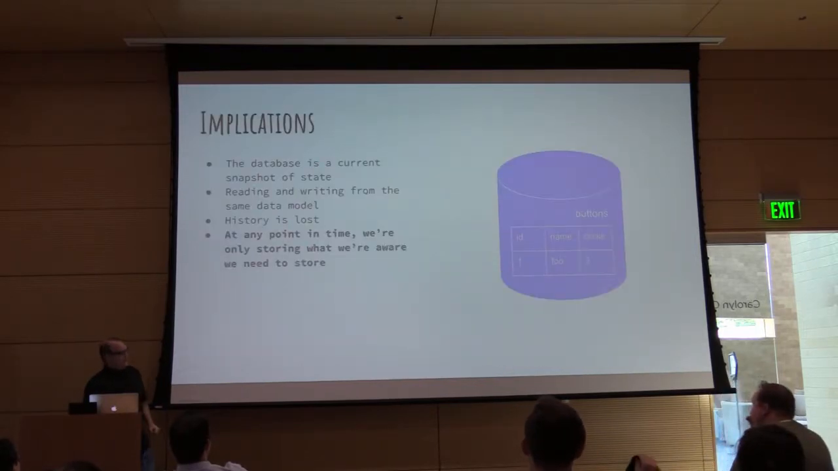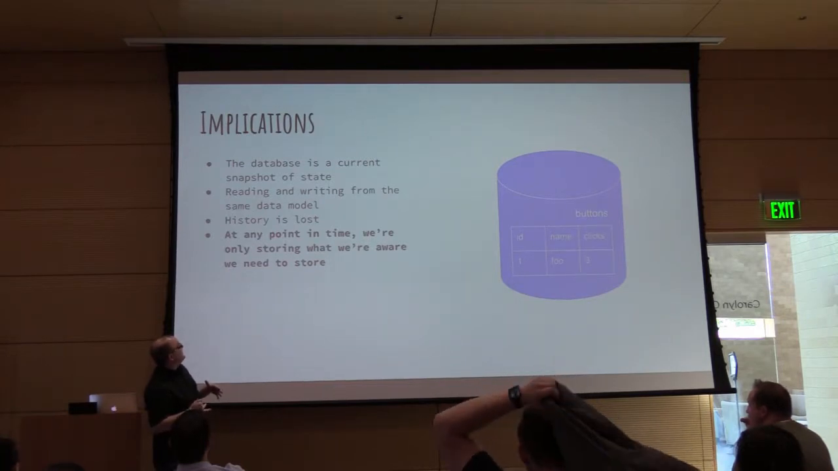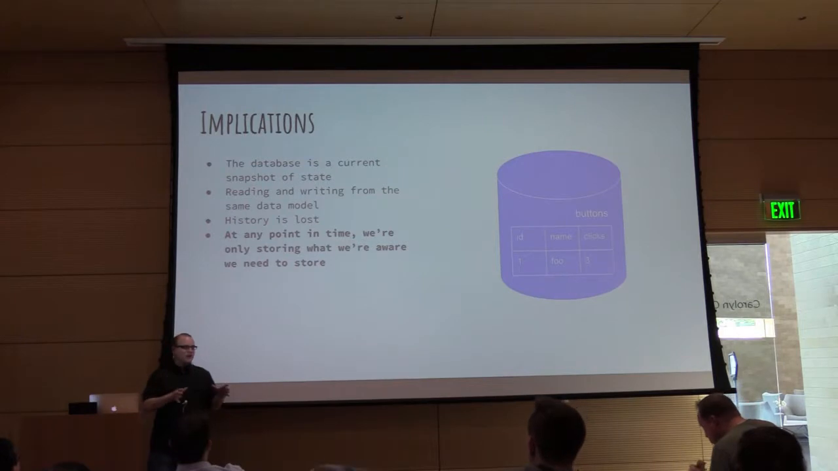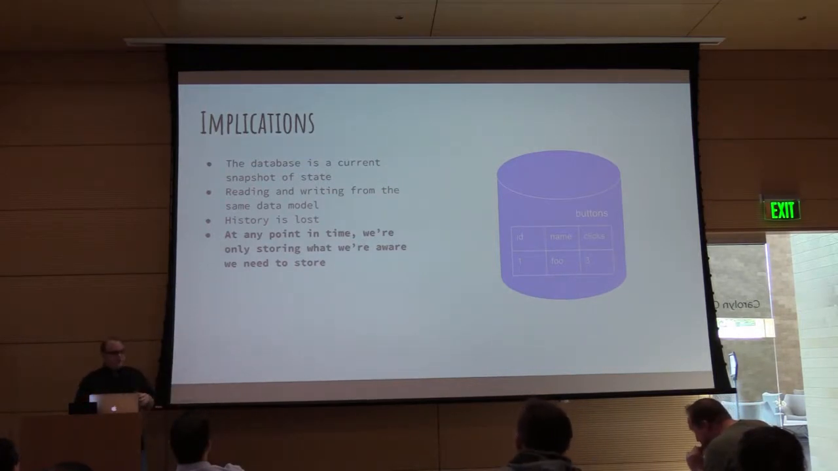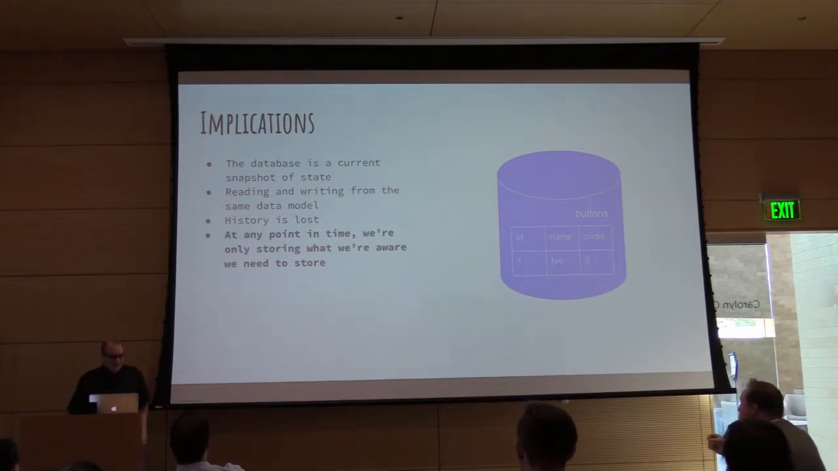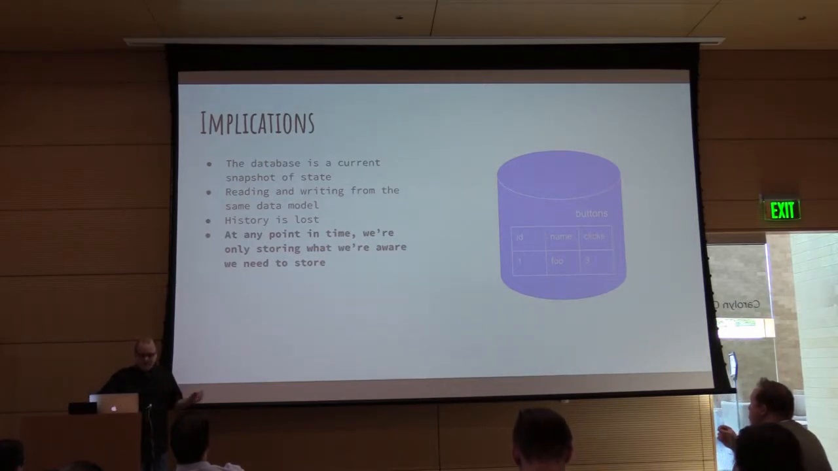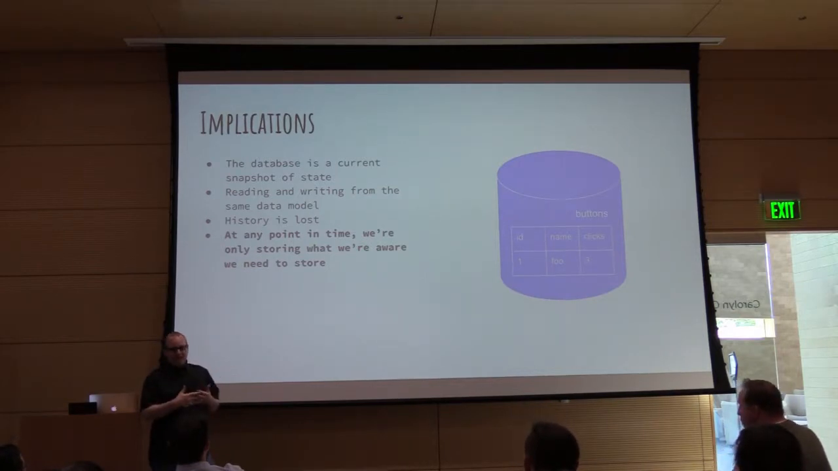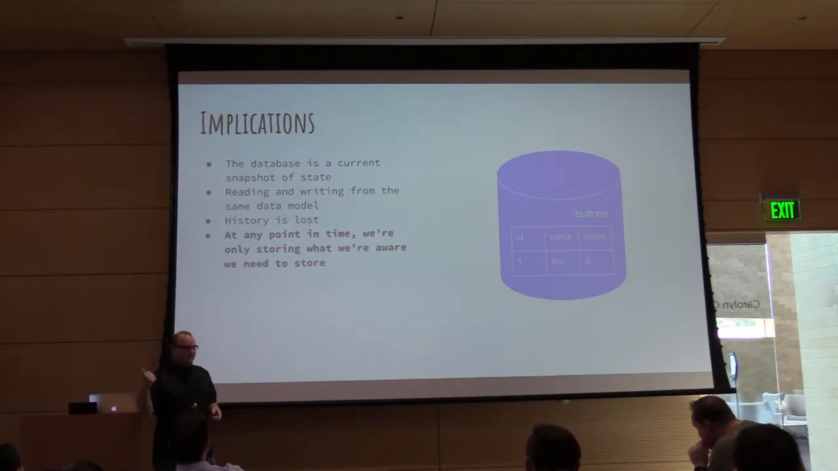But maybe that's not so great. There's some implications of this. The first, again, is that the database is always just a snapshot of the current state of the system. We've lost all the history, and that might not be a good thing. We're reading and writing from the same data model. What do I mean by that? Well, relational databases are good at reading, and they're a little bit slower at writing. So why do we insist that our applications write to the same thing that they read from? Do we need to do that?